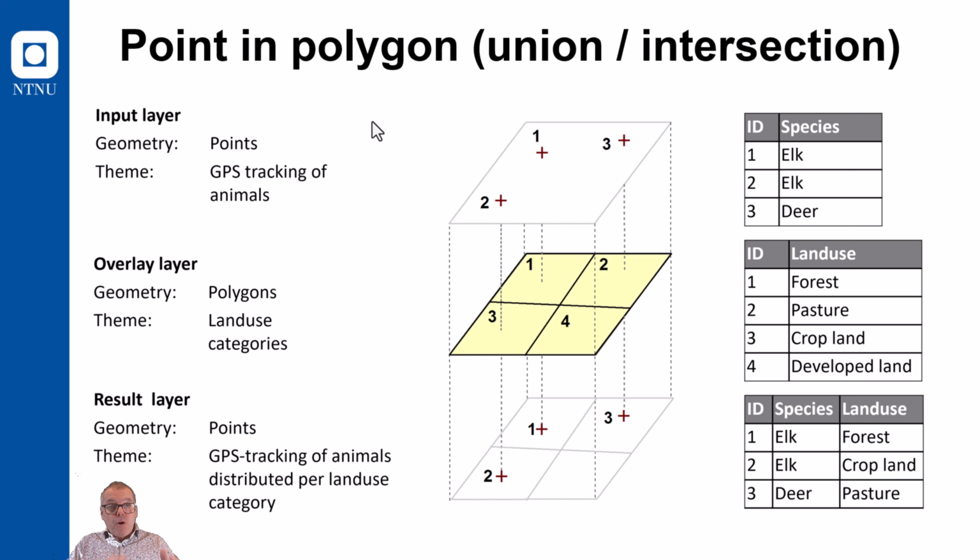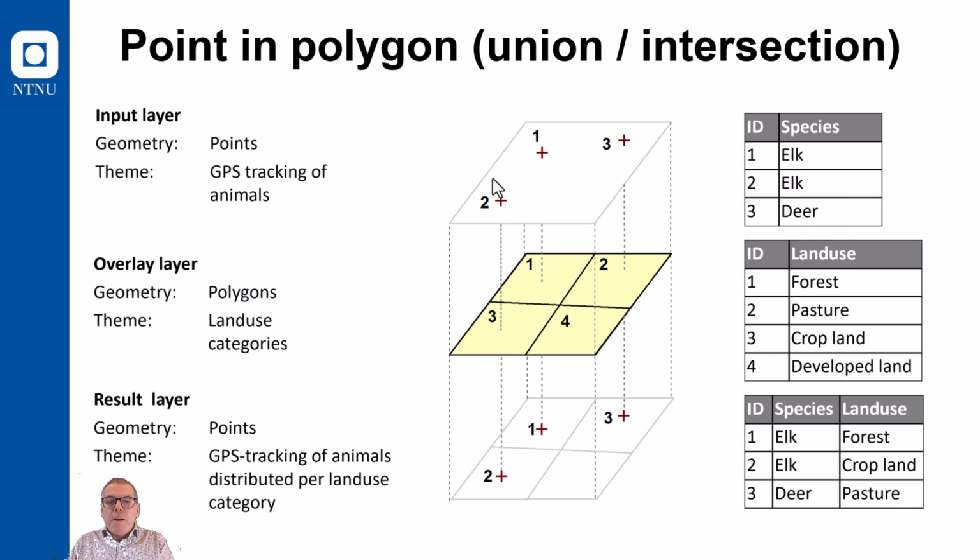First example is on point in polygon, and I use here one input layer, which is points, showing the position. It could be GPS tracking of animals. So we have an elk in 1 and 2, and a deer in position 3. And we also have an overlay layer of polygons with land use categories. So in polygon 1 we have forest, in polygon 2 we have pasture, in 3 we have cropland, and in 4 we have developed land.